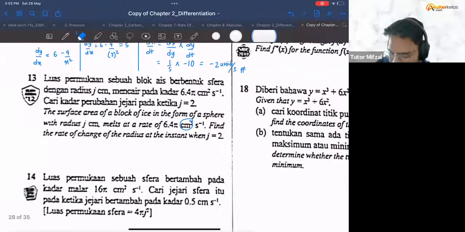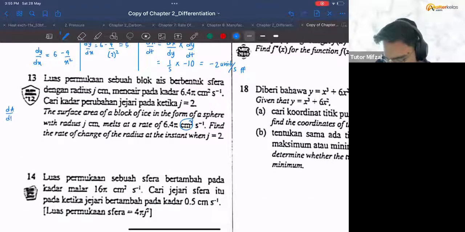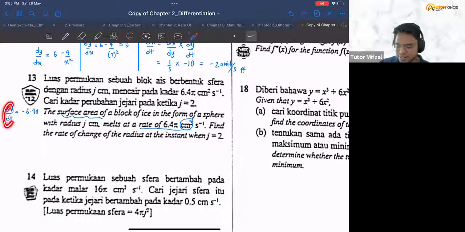So this is actually dA over dt. So dA over dt is negative 6.4 pi. Okay, you see there. Plus it already said that the surface area melts at the rate of 6.4. So that sort of gives you an idea of what the equation is, dA over dt or dx over dt. So you look at the unit.